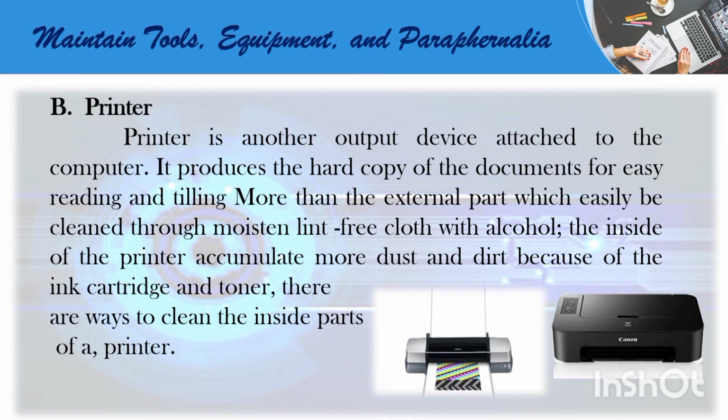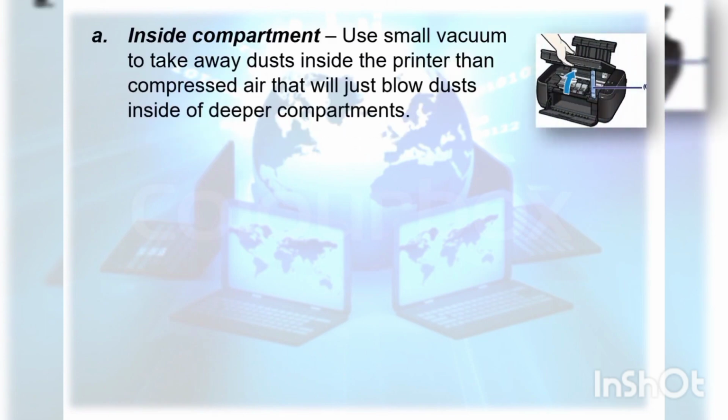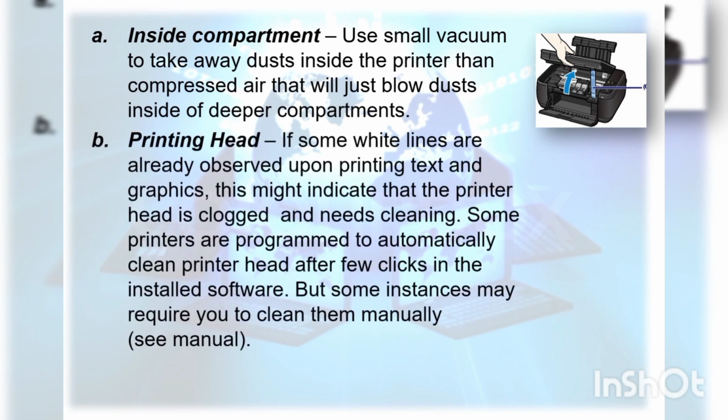Actually, there are ways to clean the inside parts of a printer. It includes the following. A, inside compartment. Use a small vacuum to take away dust inside the printer, then use compressed air to blow dust out of deeper compartments. Then we have B, printing head. If some white lines are observed when printing text and graphics, this might indicate that the printer head is clogged and needs cleaning.